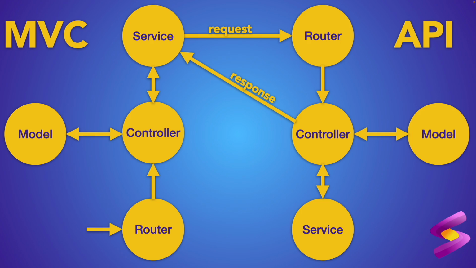Now that API call comes from our service and it goes into the router of the other system that has the API we want to call. Now that router figures out what controller and what function we need to call. It finds the data from the model, it might use other services, and then it responds with the data that we need.